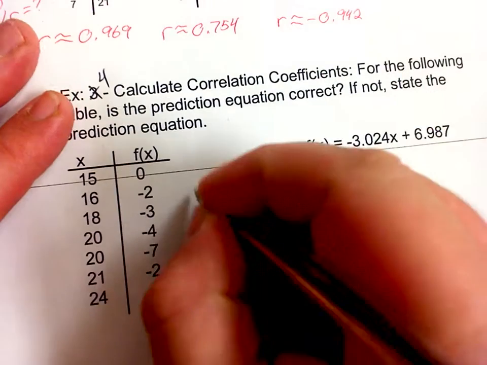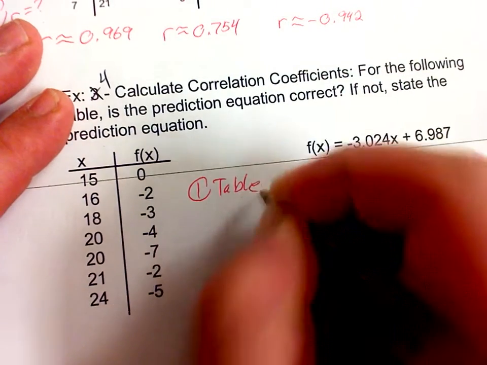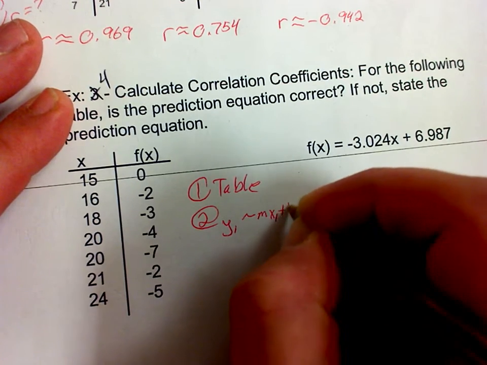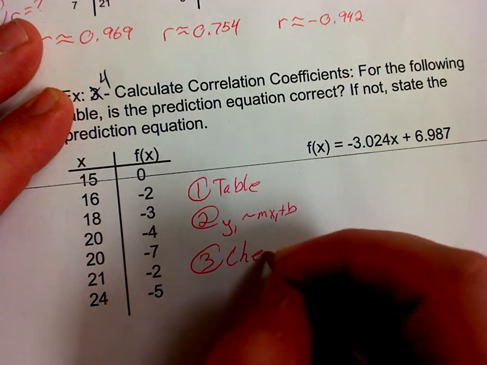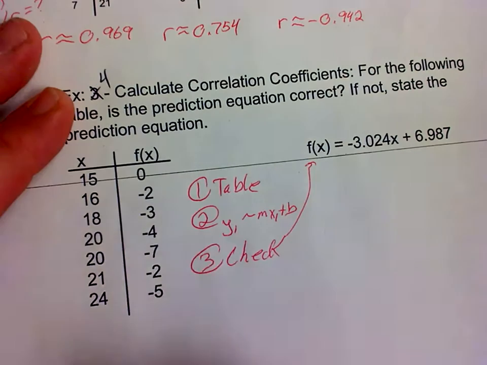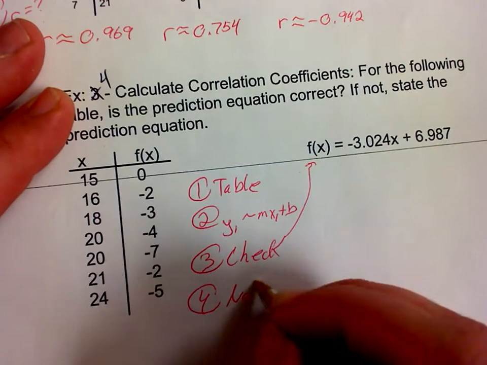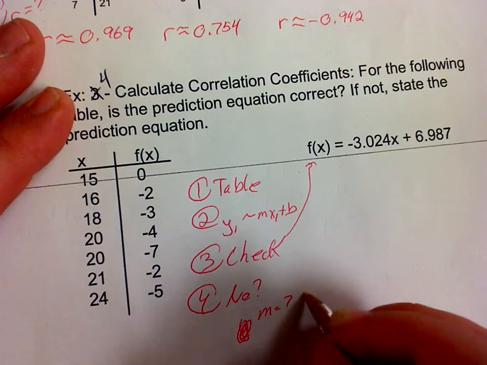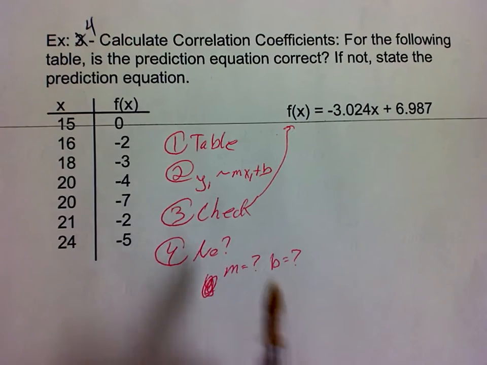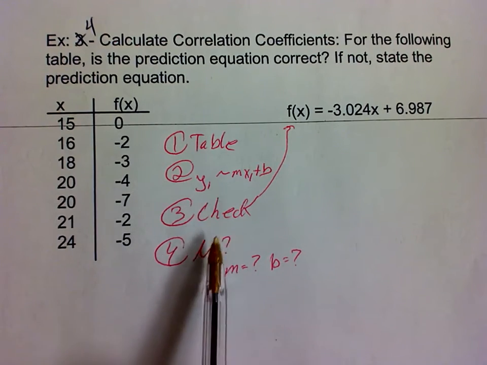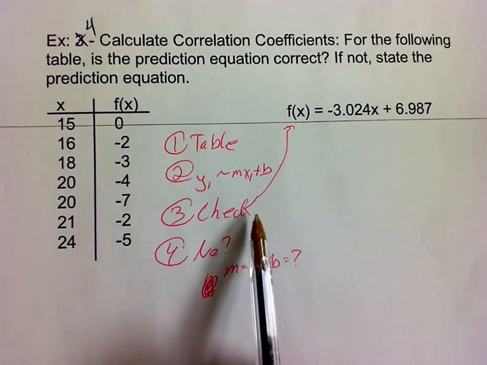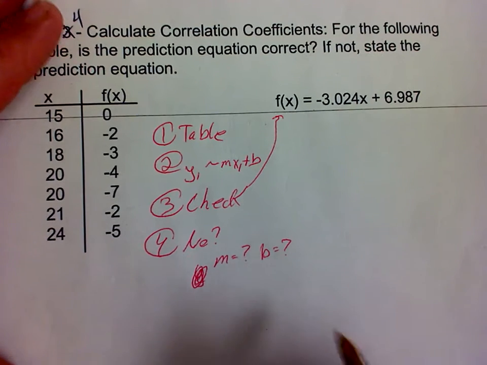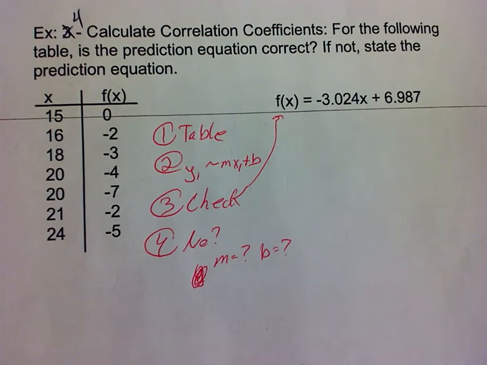So, same thing here as before. We've got to input the table. We've got to use y1 squiggly mx1 plus b. Check to see if it's the same thing as that one. No? We need to create our own. We need to find the slope and the y-intercept to create our own equation. Once again, input the table, use our equation, check to see if the slope and the y-intercept match. If they do, we're done. If not, use the y-intercept and the slope to create our new equation. You can pause the video and try this on your own if you want.